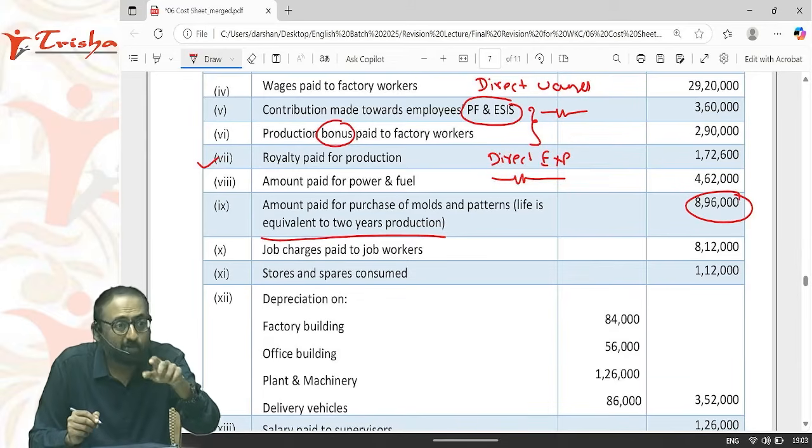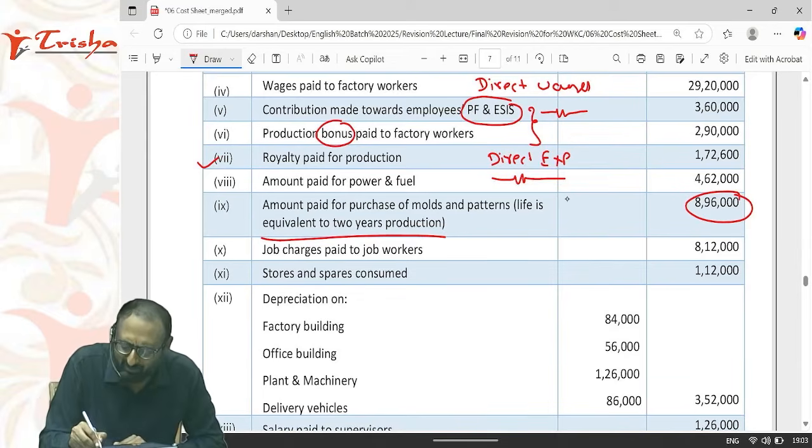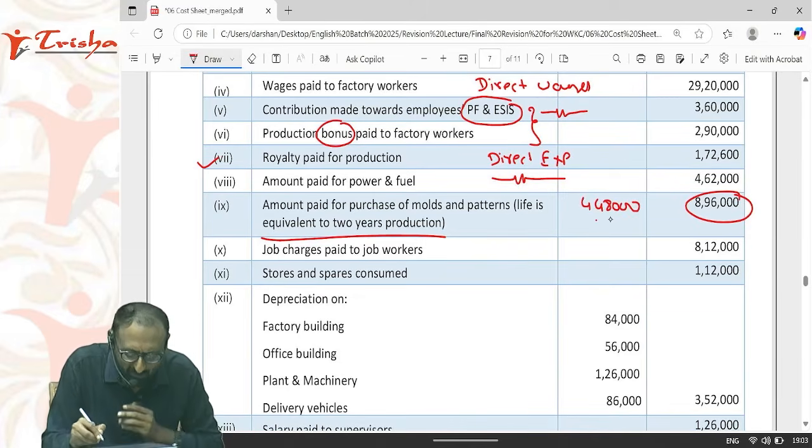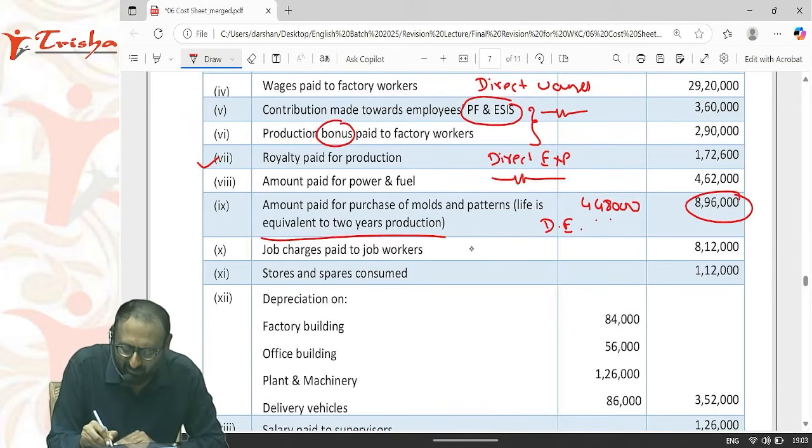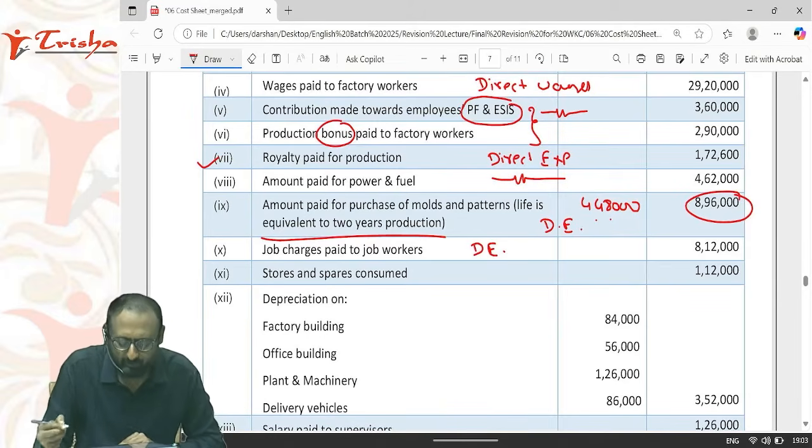Divided by 2, sir ji, amortized cost you'll have to consider. I think it is 4,48,000. And where will it go? Direct expenses, correct? Job charges, outsourcing charges, subcontracting charges are your direct expenses, guys.